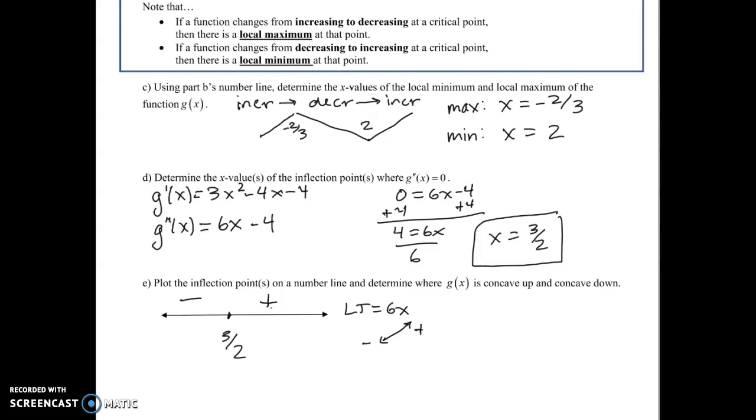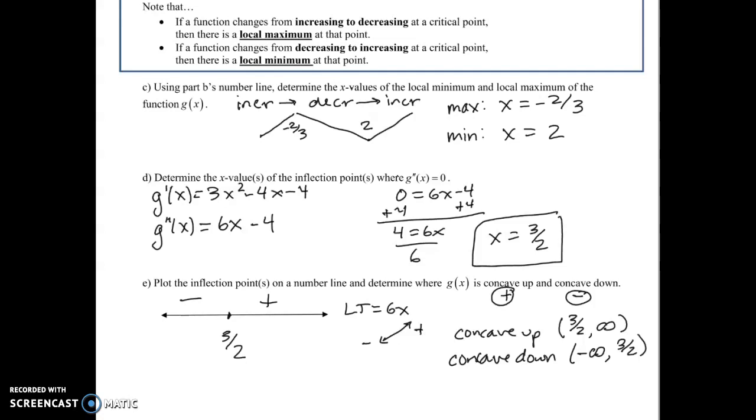But what this tells us is that where it's concave up is where it's positive on the graph, right? So it's going to be concave up from the interval of 3/2 to positive infinity. And where it's negative is going to be where it is concave down. So from negative infinity to positive 3/2, sorry, it would be concave down.